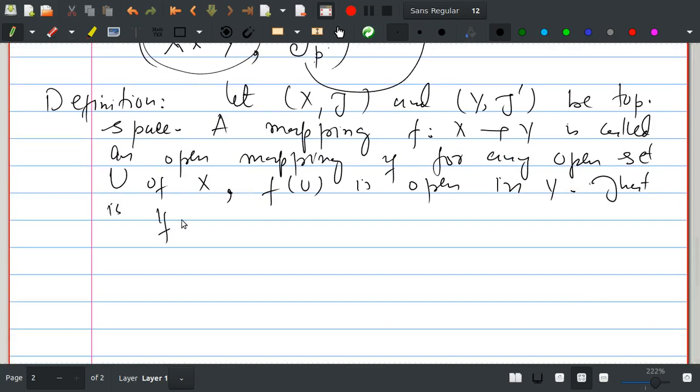If u is open in x implies its image is open in y, then we call such a mapping an open mapping. Now there is one more definition.